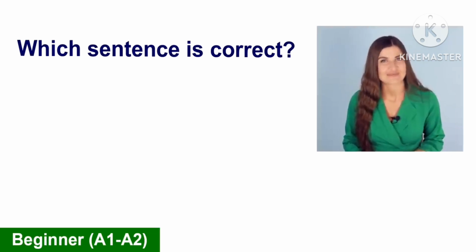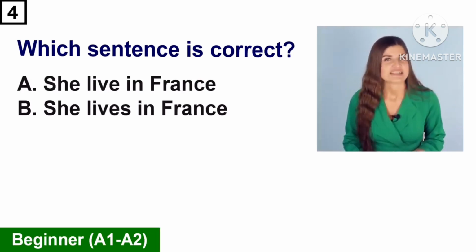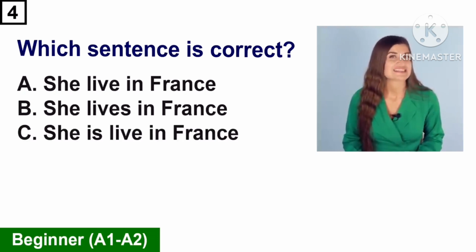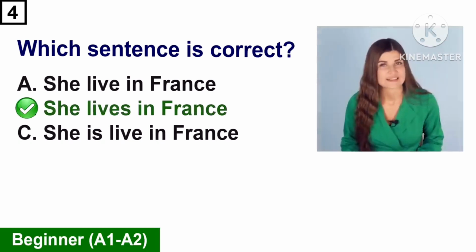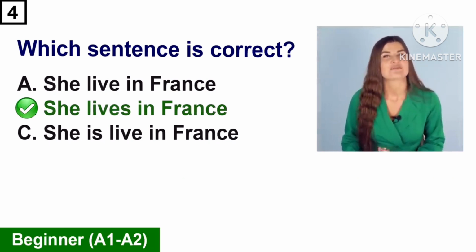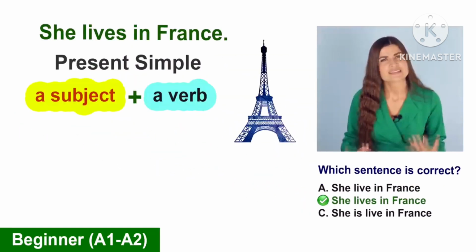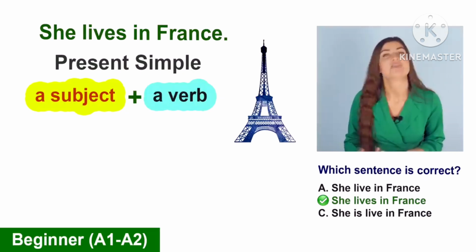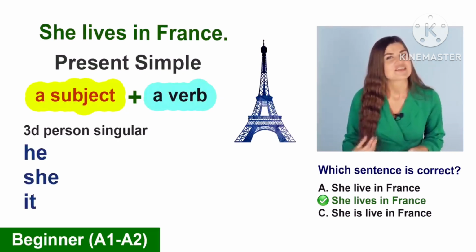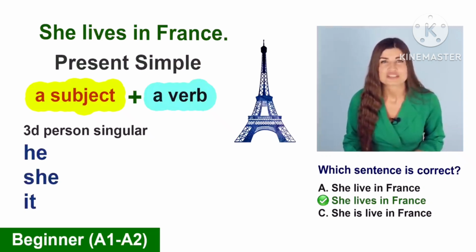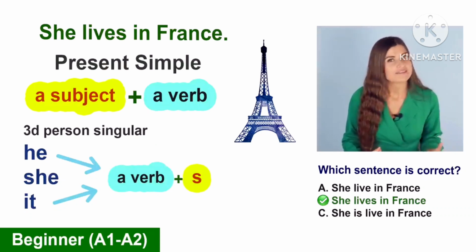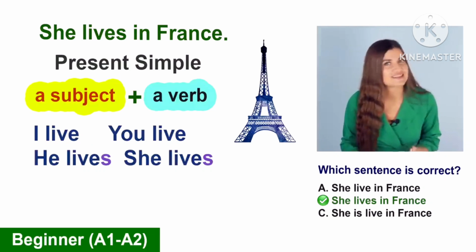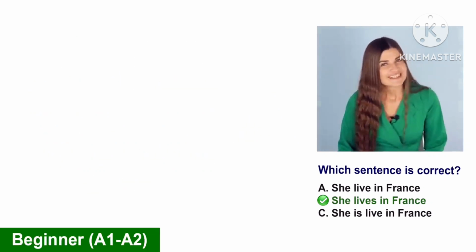The next question. Which one is correct? She lives in France. She lives in France. Or she is living in France. She lives in France. But why? Because this is the present simple tense. In present simple, we have a subject plus a verb when the subject is in the third person singular, which is he, she, or it. The verb takes an S. So I live, you live, he lives, she lives, it lives. Let's move on to the next question.